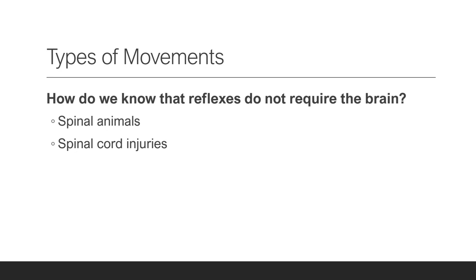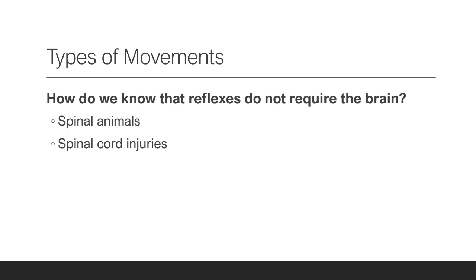So how do we know that one group of movements requires the brain and one doesn't? How do we know that reflexes do not require the brain? There are a couple of different types of evidence. We've got evidence from research with animals that have had their spine severed at different points. These are called spinal animals, and spinal animals that have had their spine severed at different points are still able to perform reflexive behaviors.